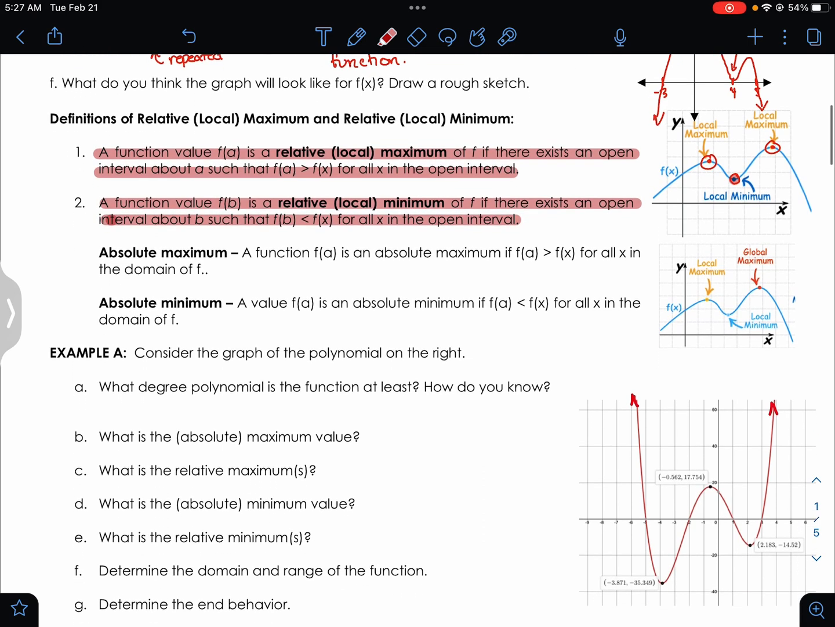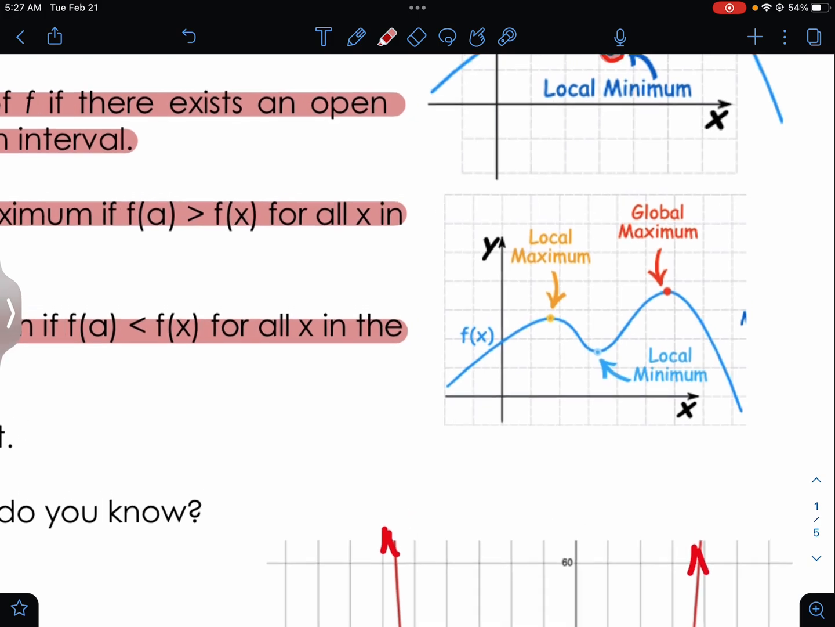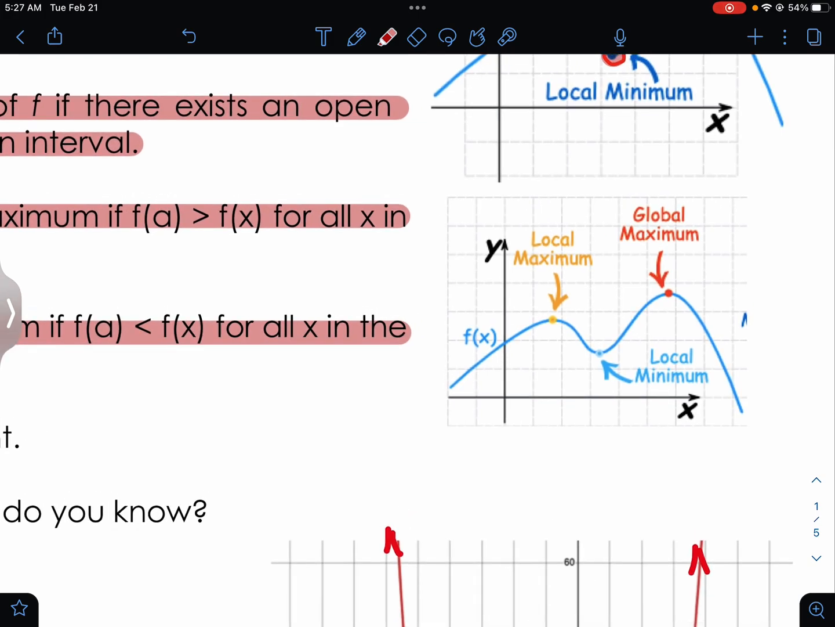You also have an absolute maximum, and an absolute maximum is going to be a function value where that y value is bigger than every other y value in the function. And the same with an absolute minimum. An absolute minimum is going to be where you have a point that is lower than every other point on that graph. So if you look at the same graph here, you'll notice that we have a global maximum there. That point is higher than every other point on this graph.